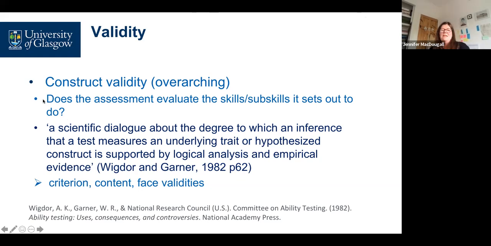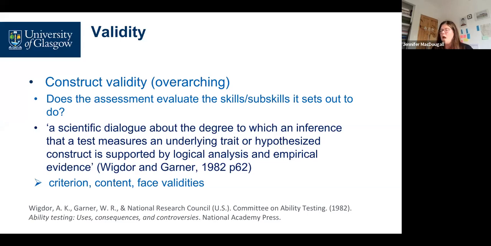Okay, the main thing about validity is this idea of construct validity: whether or not we are evaluating what we set out to evaluate. I put a quote up here of the idea behind construct validity. So it's kind of overarching validity. Is the assessment valid? Does it actually do what it sets out to do?